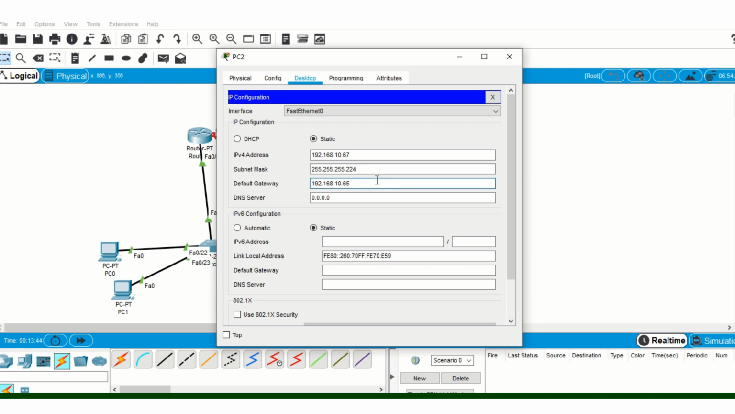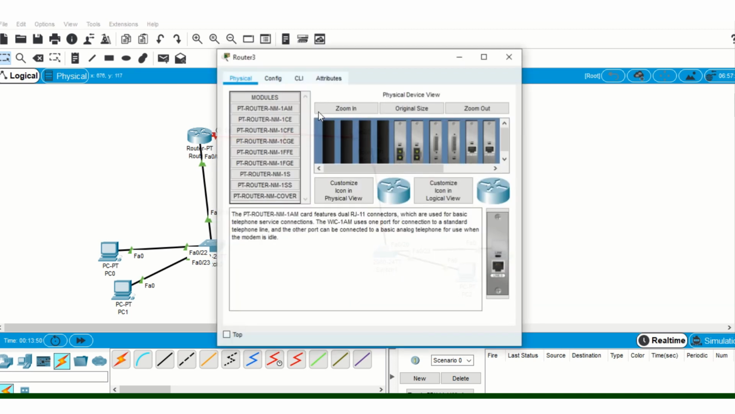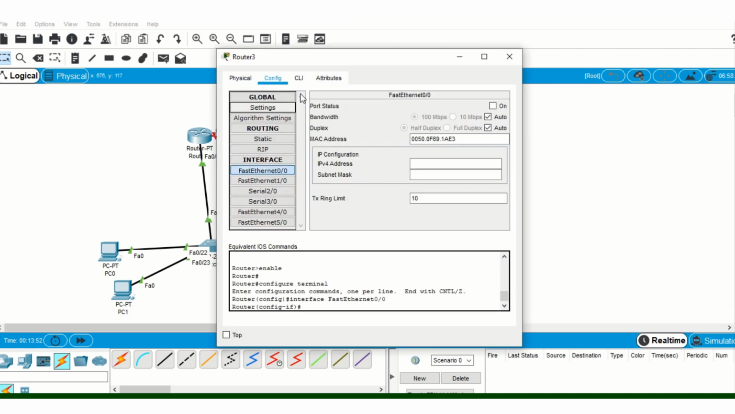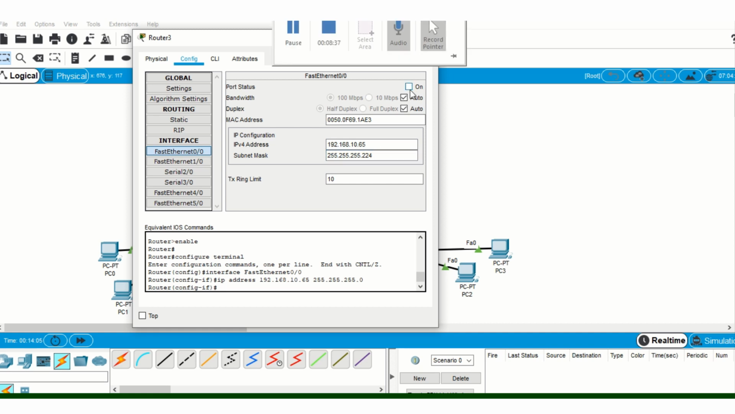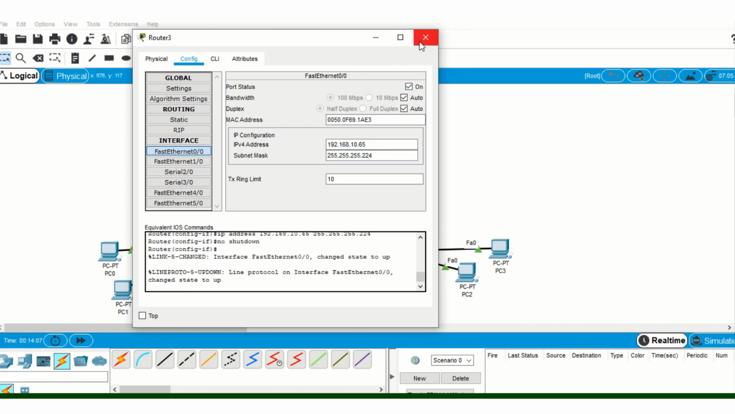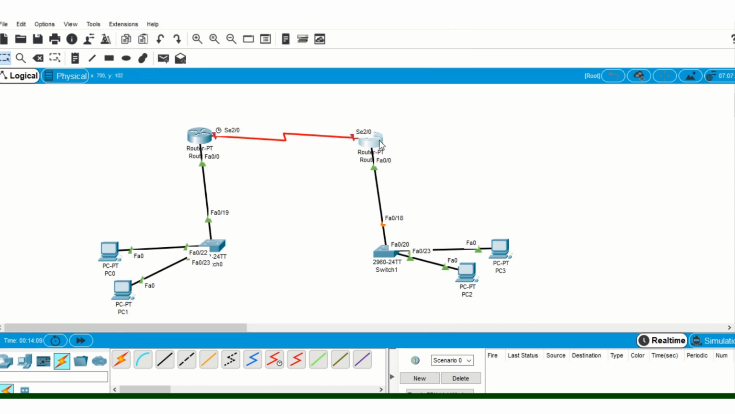It's configured. Alright, now we will configure the Ethernet interface for this one. Router config, FastEthernet 0/0, yes. Control B, gateway address, and subnet mask. Subnet mask was 224, and turn it on. So this is also configured.